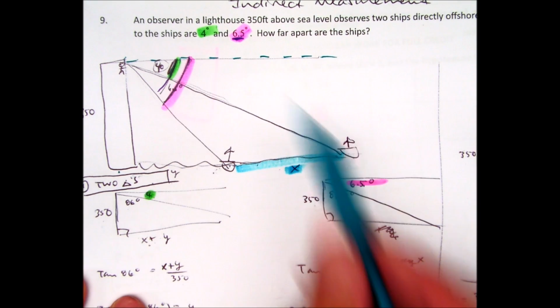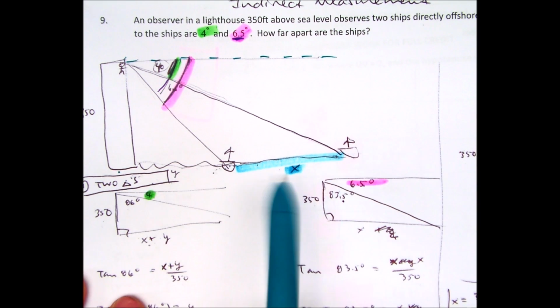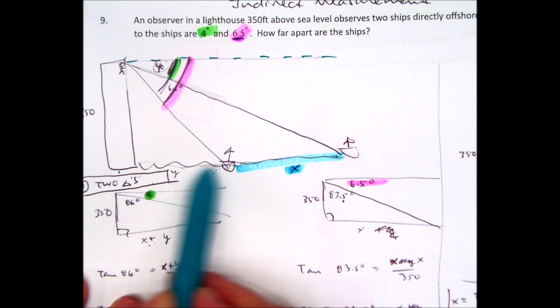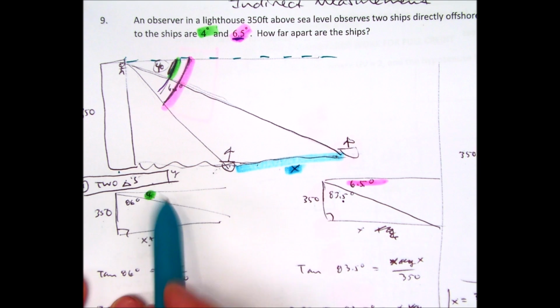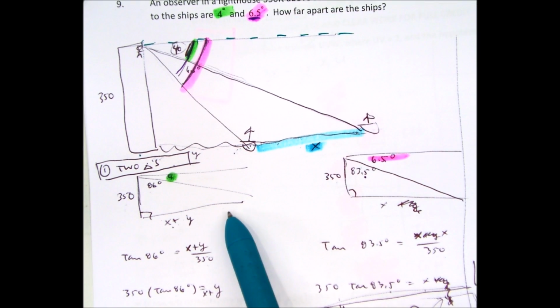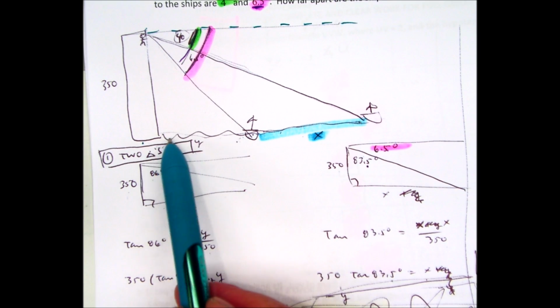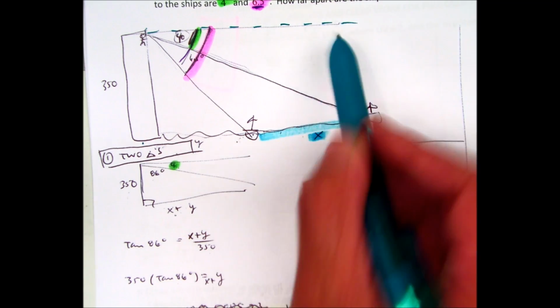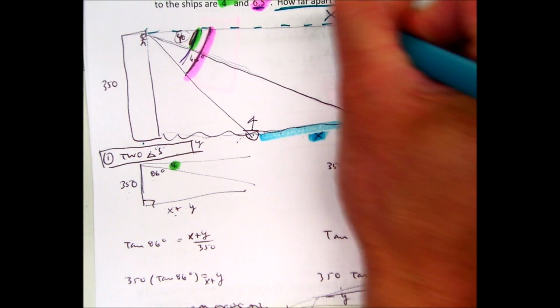That's the 6.5 degrees. So on my picture, I wrote y is the distance between the first boat and the lighthouse, and then x plus y gives me the distance between the second boat and the lighthouse. And I'm just trying to find how far apart those ships are. I call that variable x.